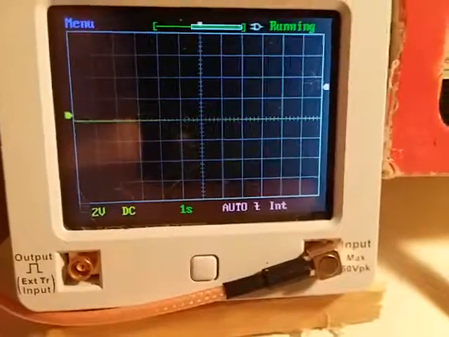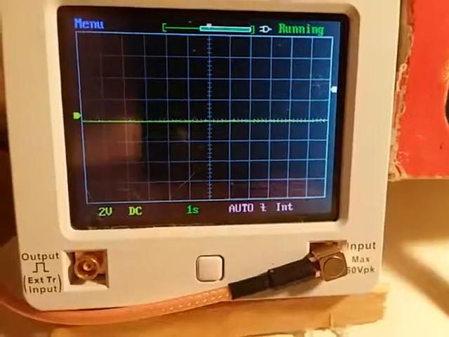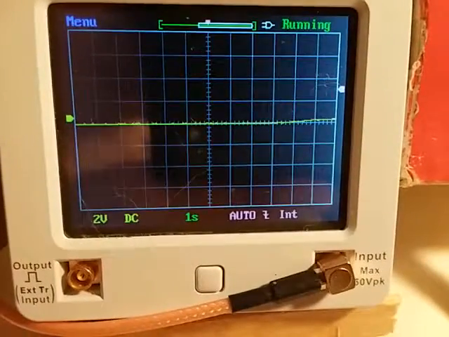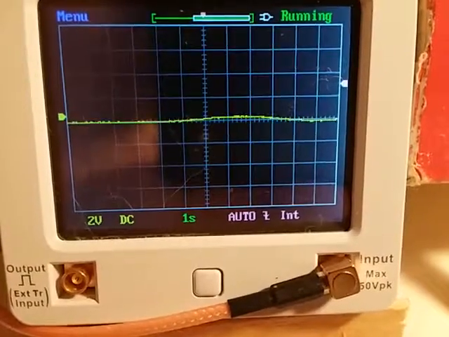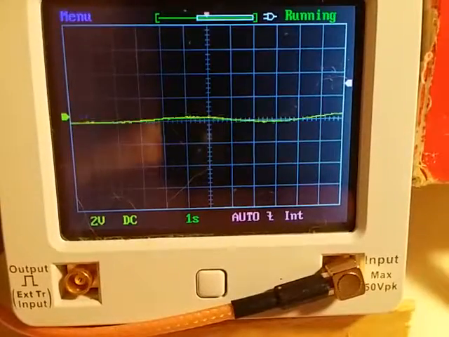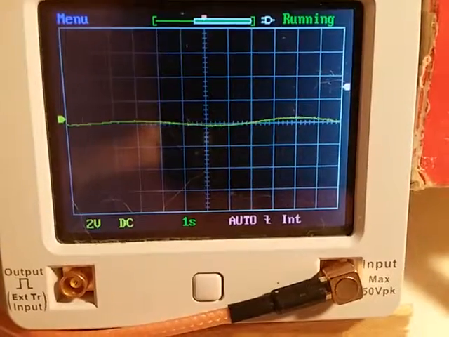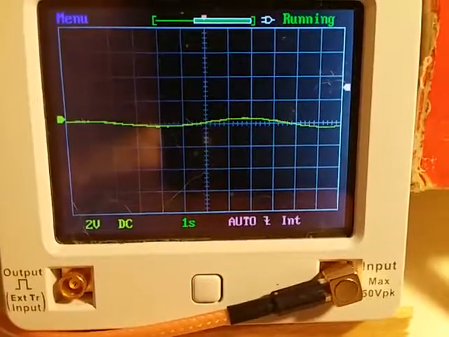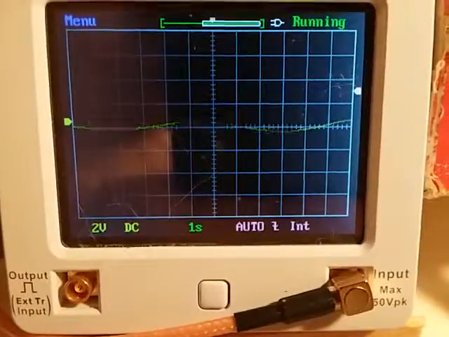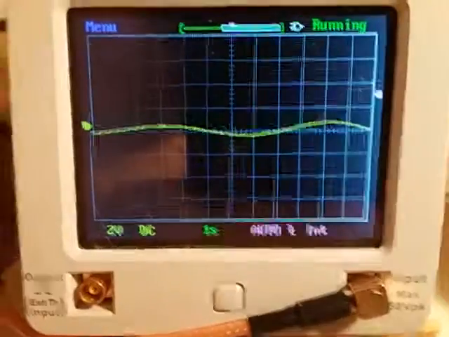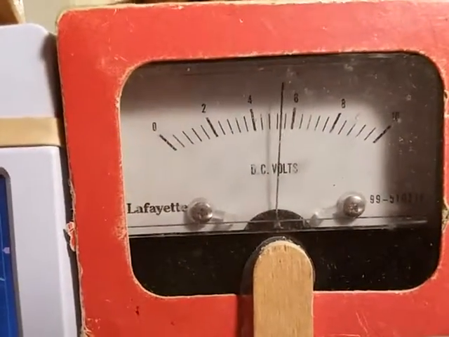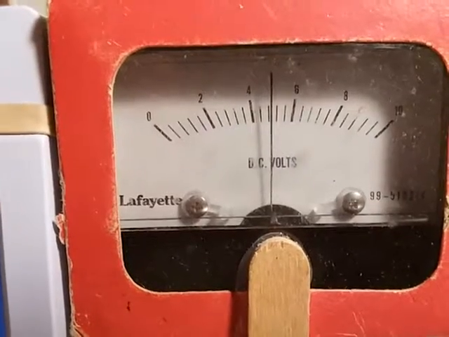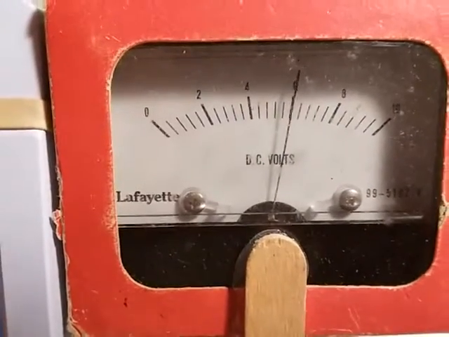Here is the error detector when power is applied. Notice very slight variations. And 2 volt per scale. And because of positive feedback, we get growing oscillation. The same thing is seen on this meter, as the signal oscillates around 0.